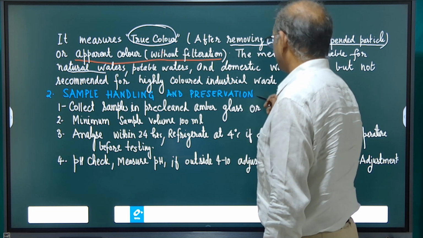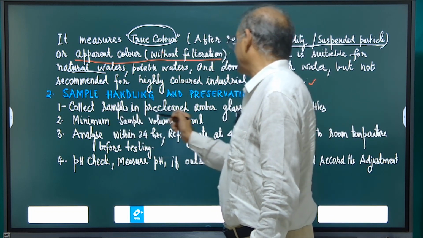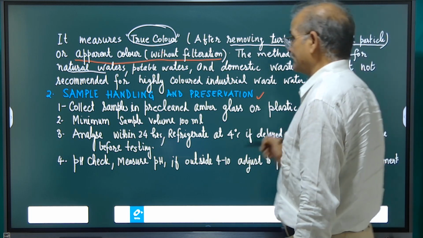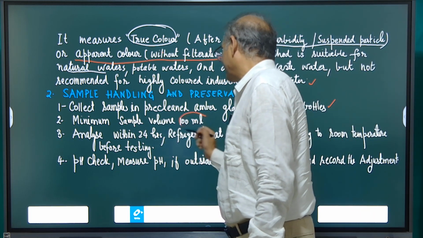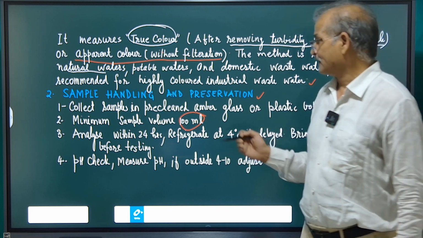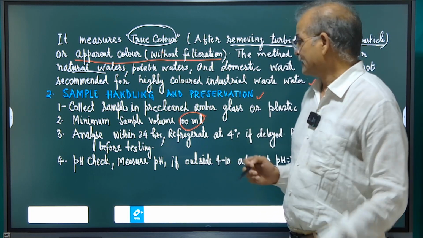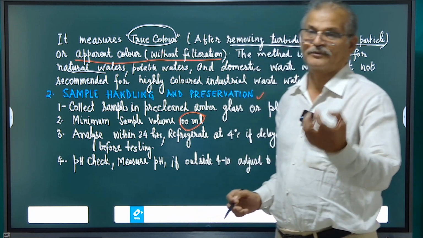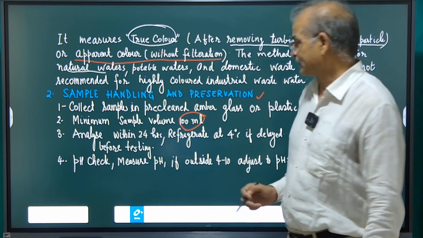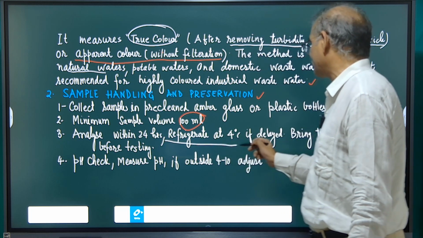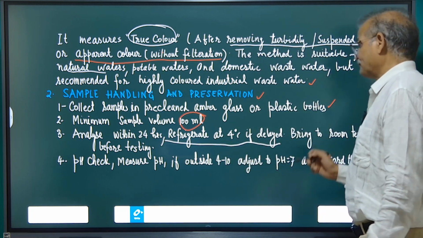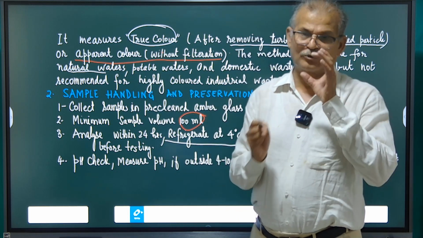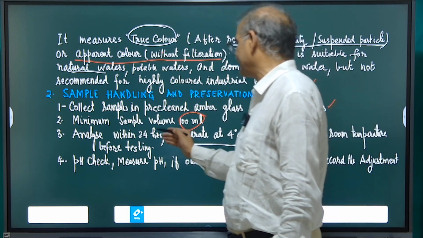Sample handling and preservation. Collect the sample in pre-cleaned amber glass or plastic bottles. Minimum sample volume is 100 ml. We collect 1 to 2 liters from the source, but for this test 100 ml is the minimum requirement. Analyze within 24 hours. The water we collect from the source should be analyzed within 24 hours. If delayed, it should be refrigerated at 4 degrees centigrade, because if it is more than 24 hours, there will be bacteriological development and the true color will not be possible to assess.